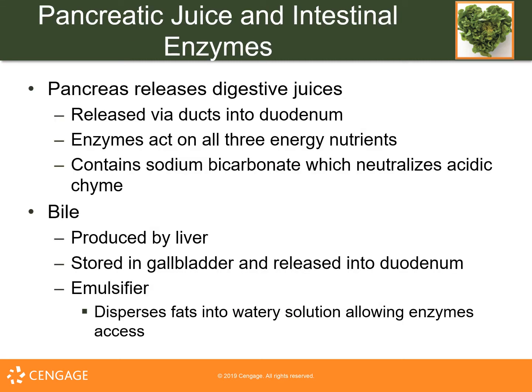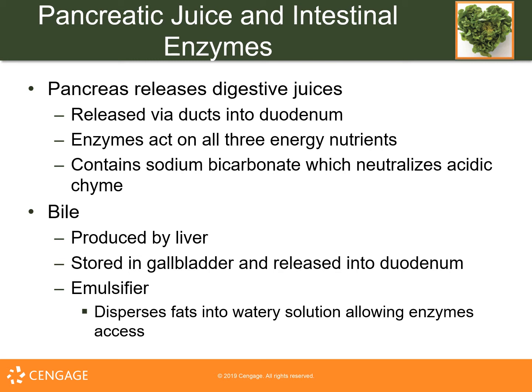Pancreatic juice and intestinal enzymes. The pancreas releases digestive juices containing enzymes that help digest all 3 macronutrients: carbohydrates, protein, and fat. These are released via ducts into the duodenum. These juices help aid digestion, and also cells of the intestinal wall carry digestive enzymes. Pancreatic juice contains sodium bicarbonate, which neutralizes acidic chyme. Sodium bicarbonate is basic or alkaline, which neutralizes the previously acidic chyme. Enzymes from the intestine and pancreas work best in this environment.